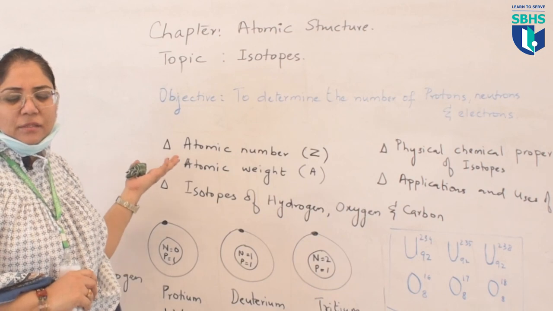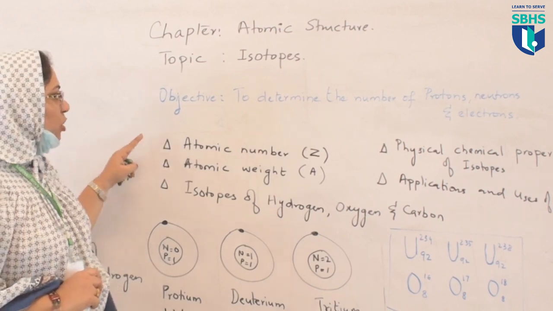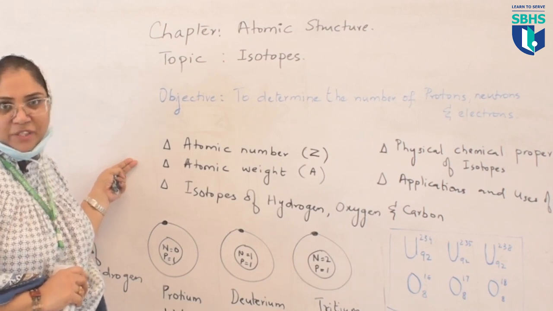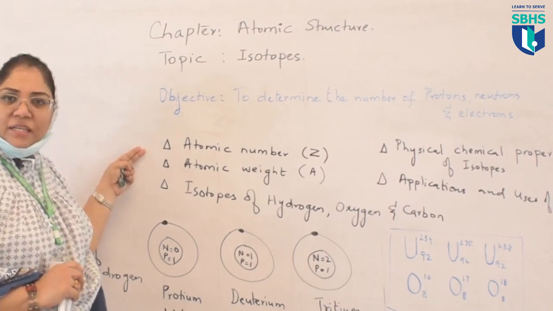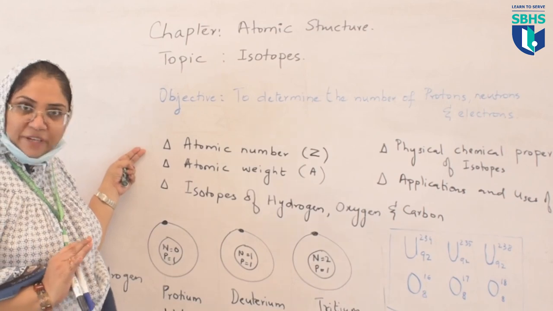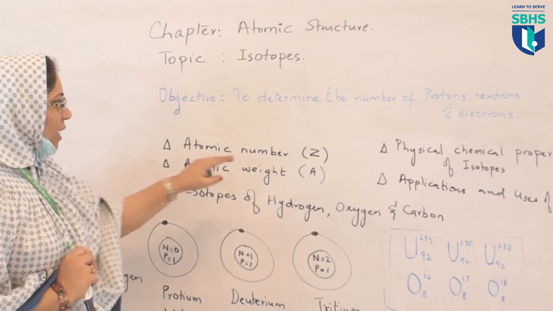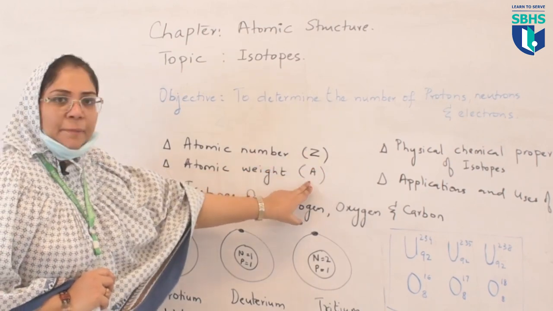Before we start this topic, isotopes, we need to understand the atomic number and atomic weight, which we have already learned in this chapter previously. The atomic number is the number of protons or electrons of an element, and the sum of protons and neutrons is the atomic weight. They are denoted by capital Z and capital A.